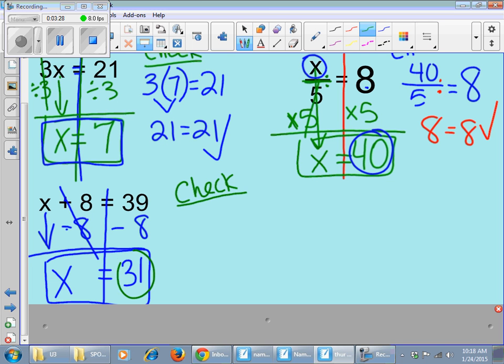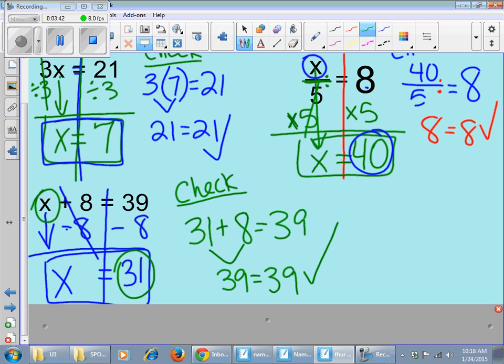I should be able to plug in this value for this variable, and it should work out. 31 instead of x plus 8 equals 39. Well, 31 plus 8 is 39. 39 equals 39, so I know I'm correct. So those are one-step equations.